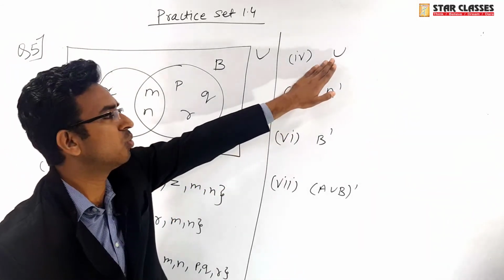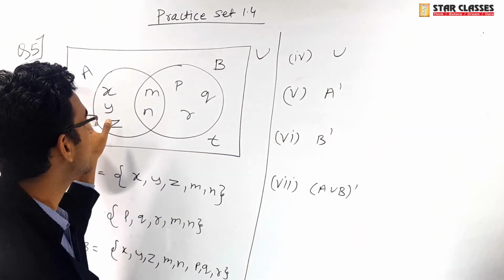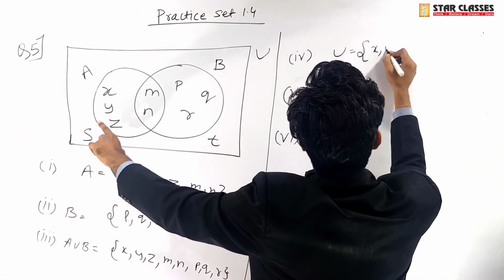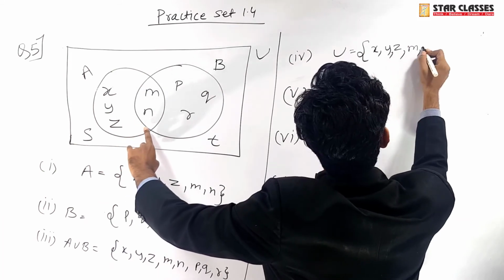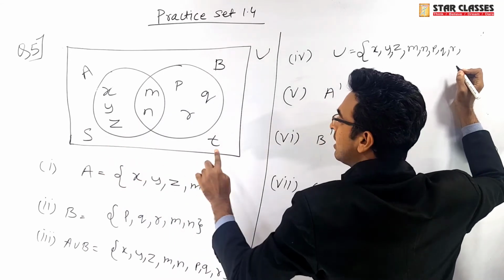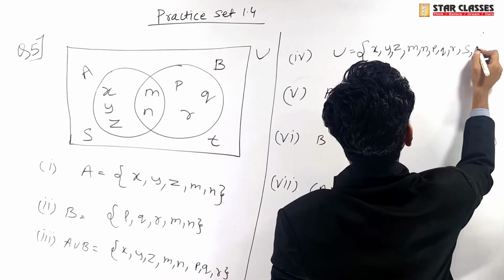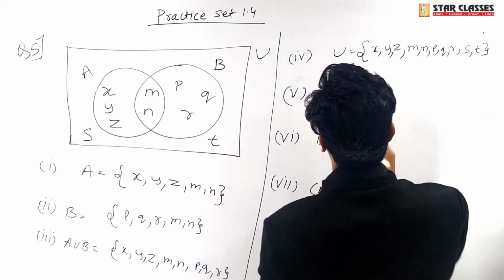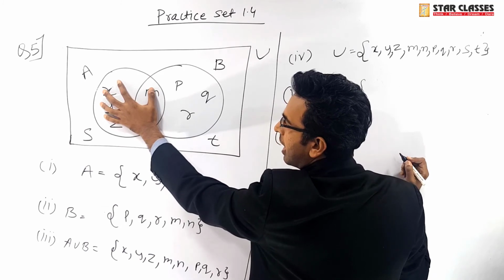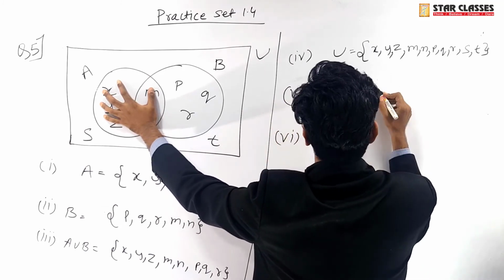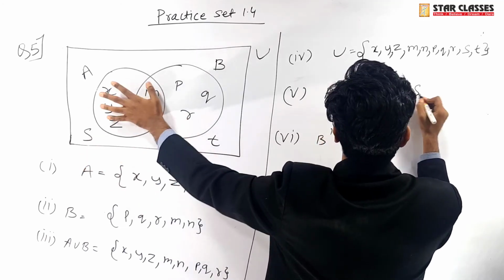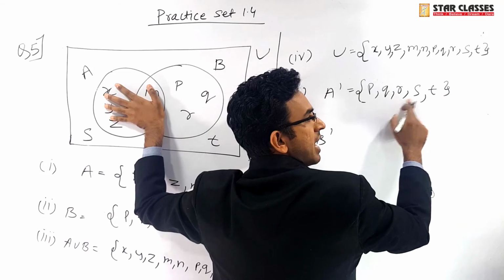Okay. Now U is universe. Universe is basically writing everything. So it is X, Y, Z, M, N, P, Q, R, and you can see that S and T are outside the sets. So you have to write S and T as well. Okay. A complement. A complement is basically leaving everything from A and writing the rest of the elements. Okay. So that is P, Q, R, and also S and T.